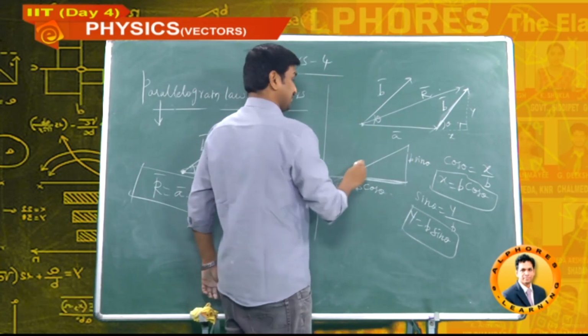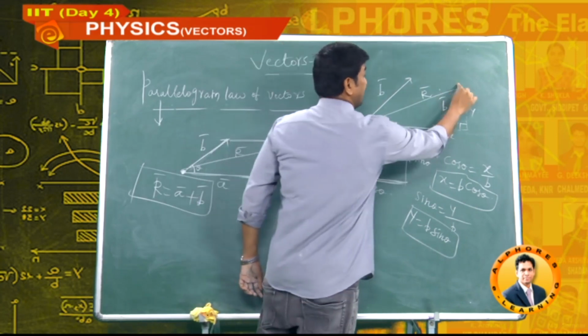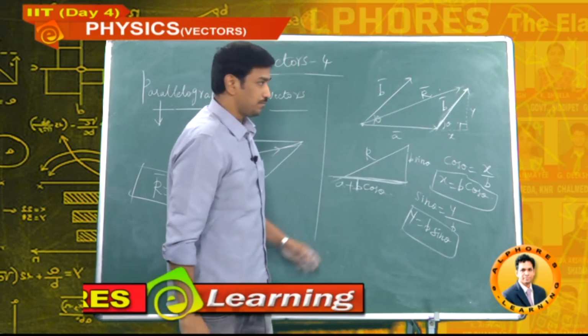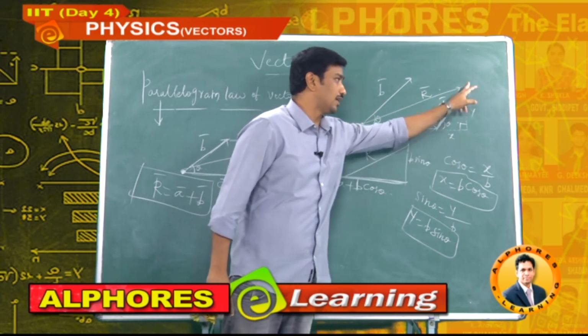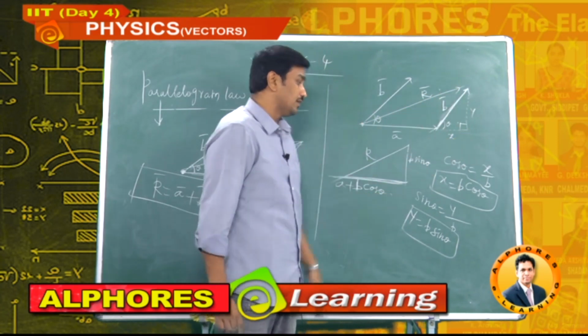Now what about this length? R. Length I am telling, I am not telling vector. Length of this is R. Length of this is A plus x. Length of this is y. Y nothing but B sin theta.